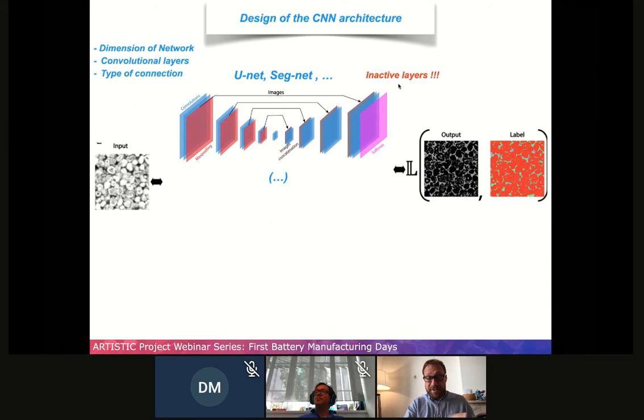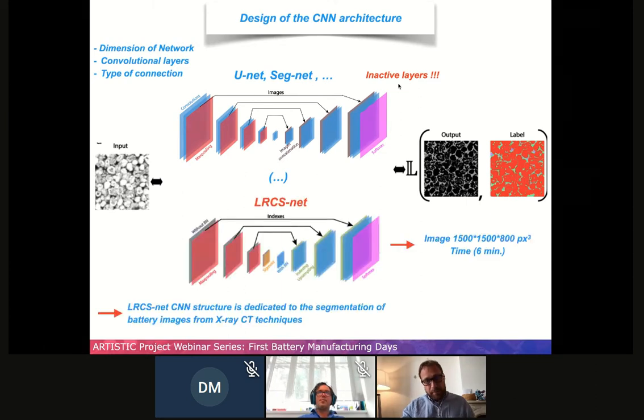So this one is very bad for you because you waste your time and you have a huge part of the network which is not used. So that's why we try to focus and make our own architecture for the CNN, a structure specifically dedicated to the segmentation of battery images from the X-ray CT technique.